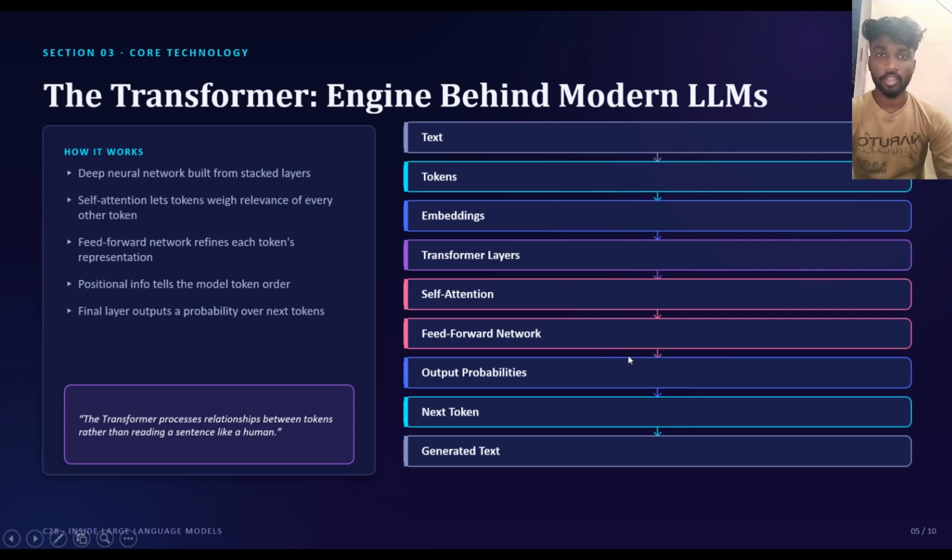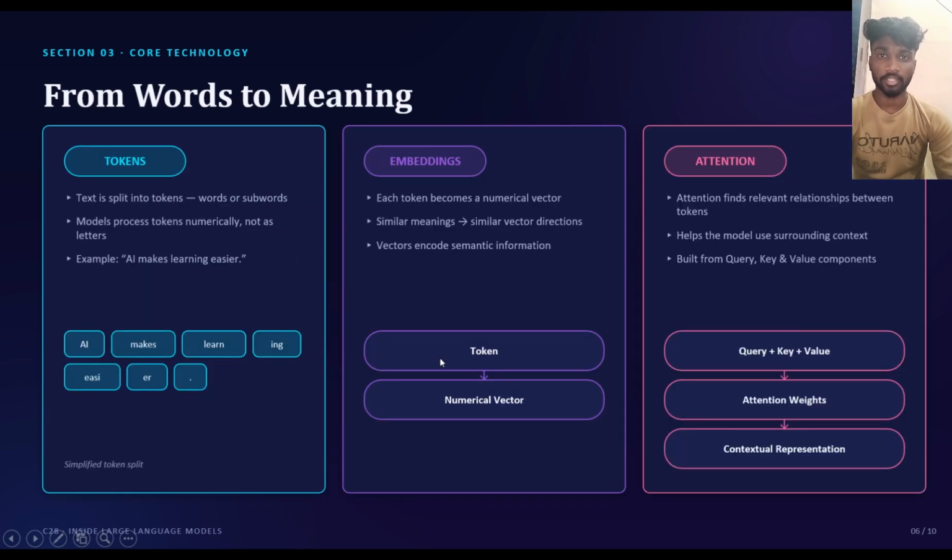Self-attention helps the model identify which tokens are important in relation to other tokens. Then the feed-forward network further processes the representations. Positional information helps the model understand the order of tokens. Finally, the model produces probabilities for possible next tokens and generates the answer step by step. So basically, the transformer processes the relationships between tokens rather than reading the sentence exactly like a human.